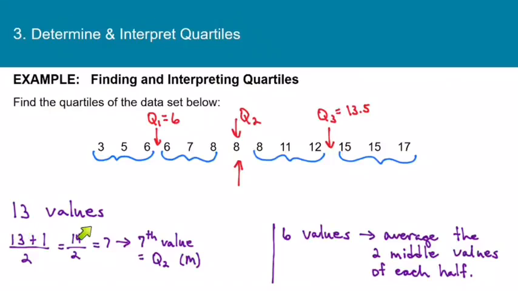And since there are 13 values total, 25% of 13 is about 3, and so we have 25% of the data here, 25% here, 25% here, and 25% here. And notice that the middle 50% of the numbers falls between Q1 and Q3.